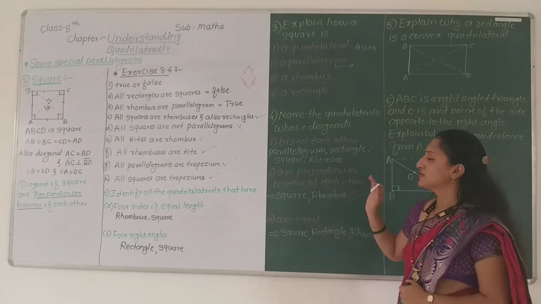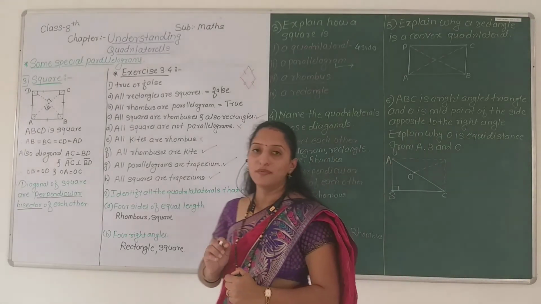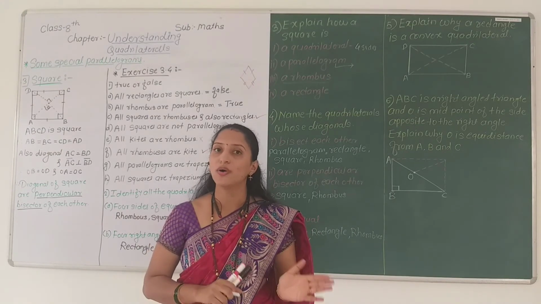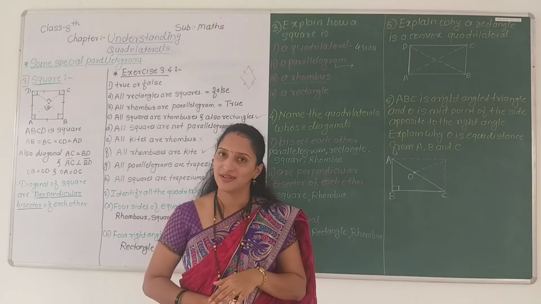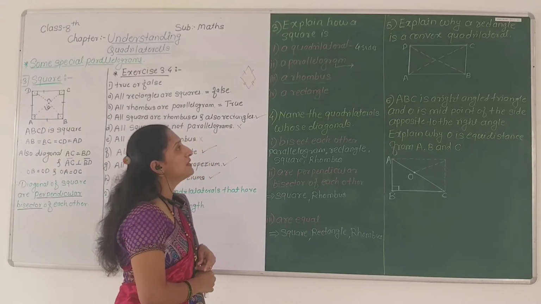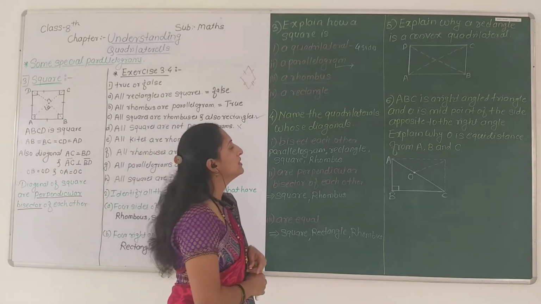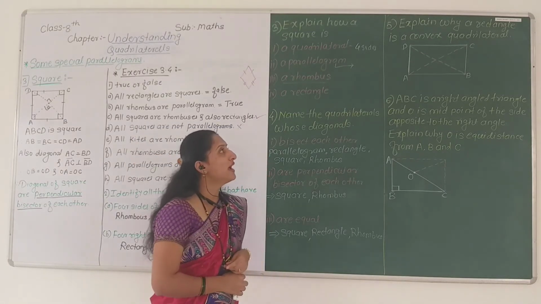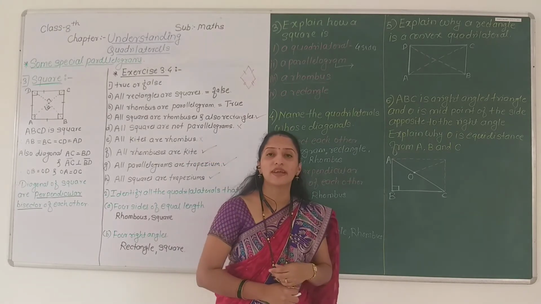Okay students, so up to this you understood that you have to remember all the properties of quadrilaterals. Question number 5. Explain why a rectangle is a convex quadrilateral.